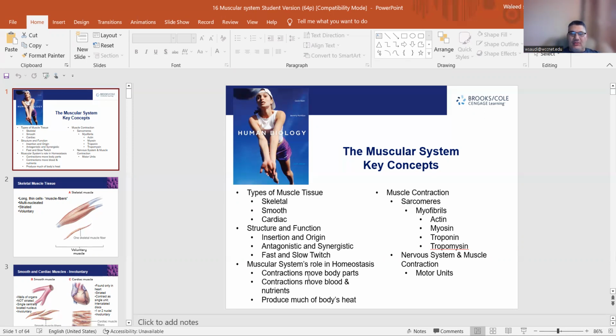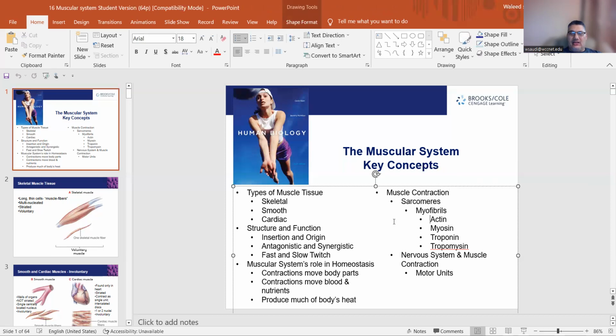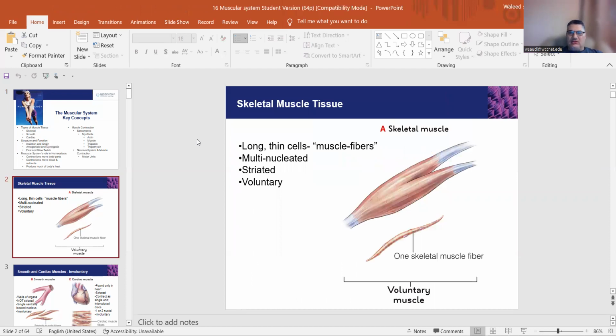Besides the role of the muscles on homeostasis, we talked about that already when we discussed the homeostasis. We will also have some details about how the muscles contract, including what is the contractile unit of the muscle, which is called sarcomere, and some details, including how the nerve motor neurons go to the muscles and they form motor units, something called motor units. We will discuss all of that. So let's start with the skeletal muscles.